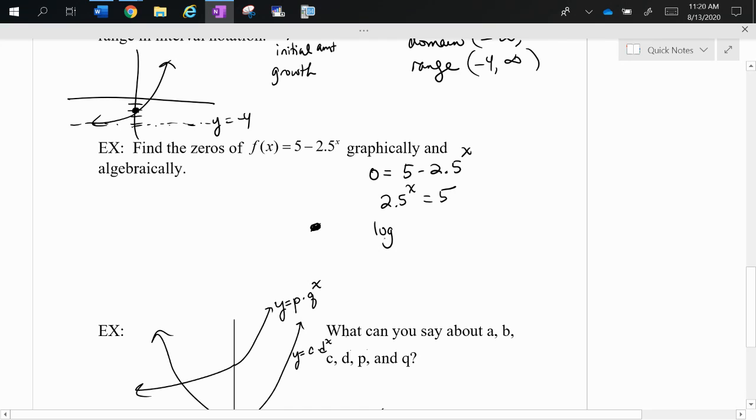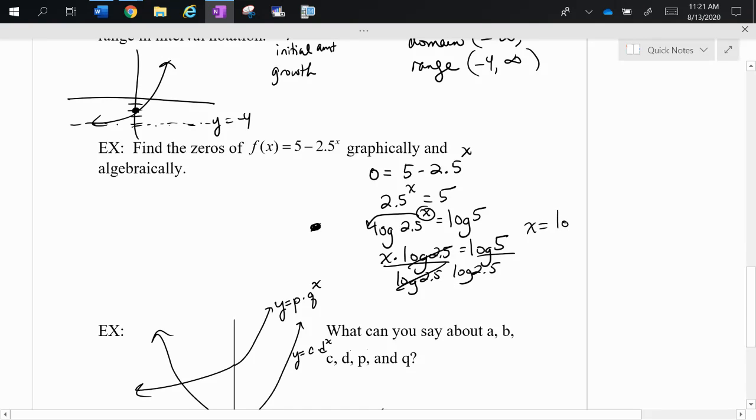So we're going to make both sides a logarithm. You can make both sides a log base 10, remember, or you can make both sides an ln. Doesn't matter. We're going to use our power property, move our exponent to the front. So we have x times log of 2.5 is equal to log of 5. And then we can divide both sides by log of 2.5. Now this is not the only way to solve this equation, but this is definitely one. So this is the exact value.